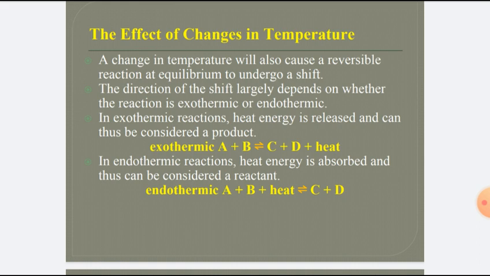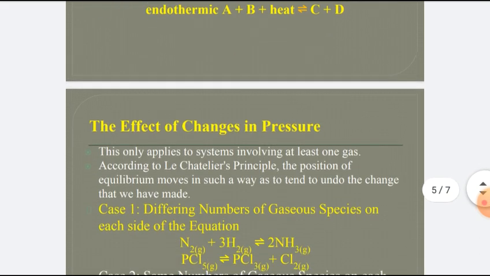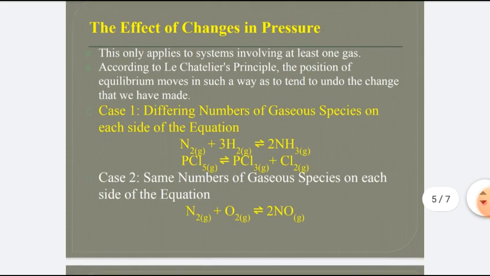From these equations, we can understand that as a general rule, if the temperature is increased, a shift away from the side of the equation with heat occurs. If the temperature is decreased, a shift towards the side of the equation with heat occurs. The next one is the effect of changes in pressure.